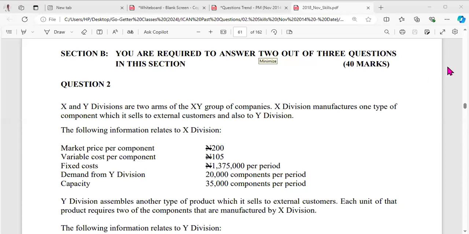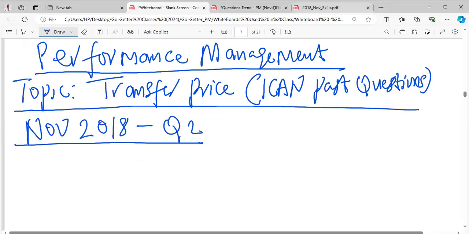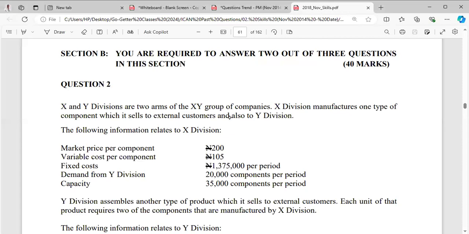All right, November 2018, question 2. So let's go. X and Y are two divisions of the XY group of companies. Division X manufactures one type of component which it sells to external customers and to Division Y.